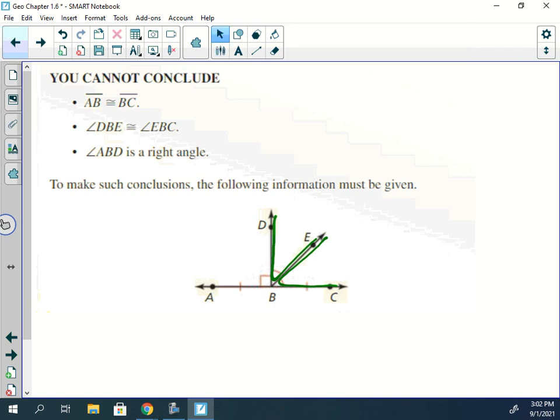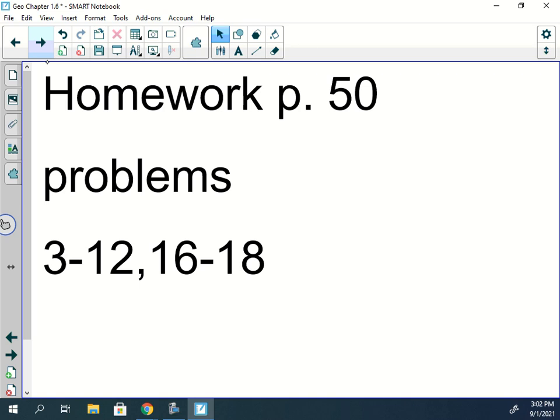And once we get theorems and postulates that actually give us the proofs, then we can start using them and not having to show them every time. Because once we can show it's true once, that's all we need. And that is it. That is all we are covering in Chapter 1.